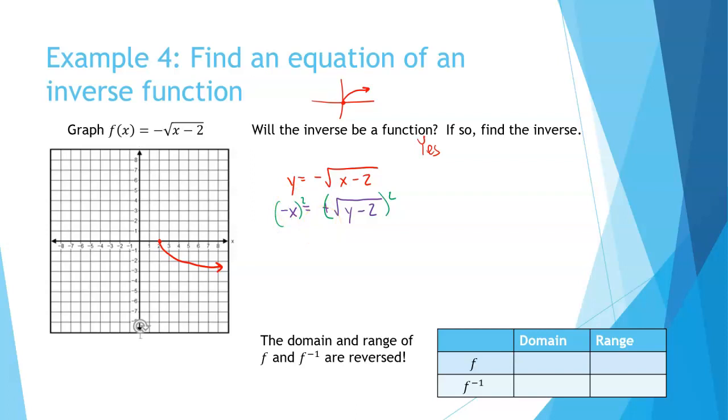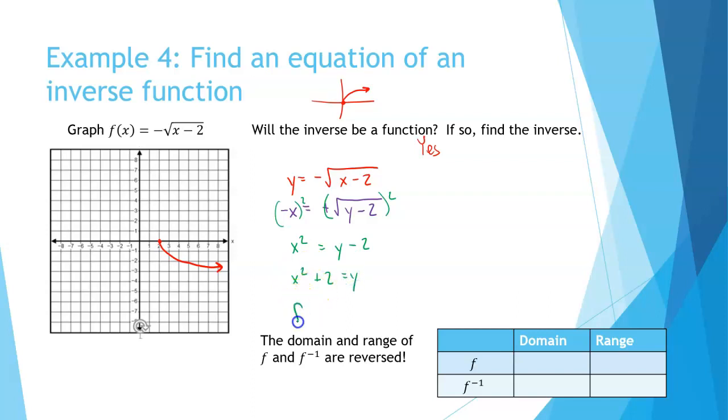So when I square both sides, we'd end up with, on the left side, negative x. When you square it, that's going to become a positive x squared. On the right side, that just gets rid of the radicals. We have y minus 2 on the right. So now to solve for y, I can just add 2 to both sides. So we get x squared plus 2 equals y.